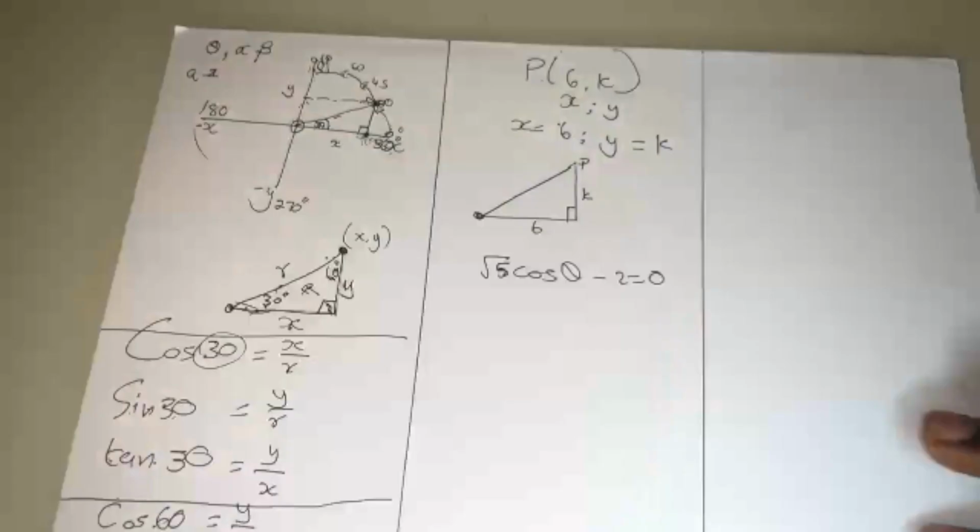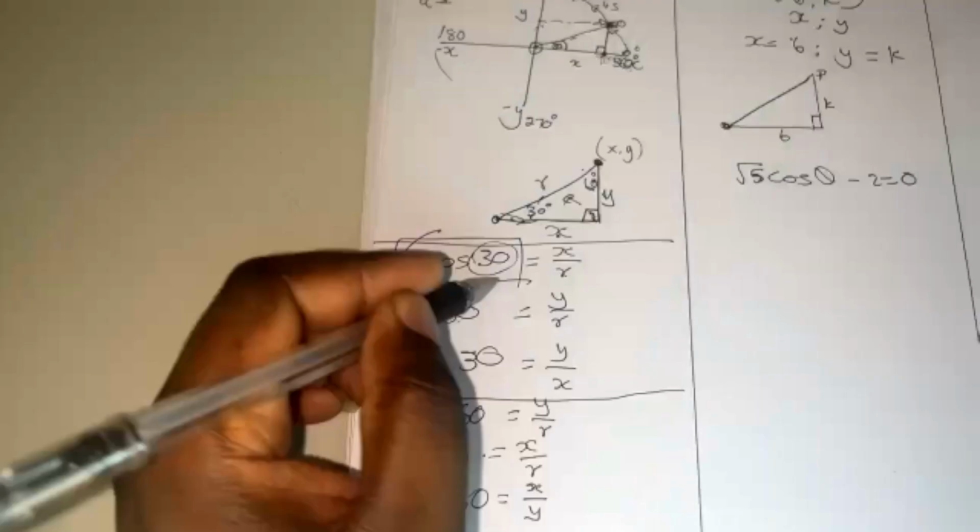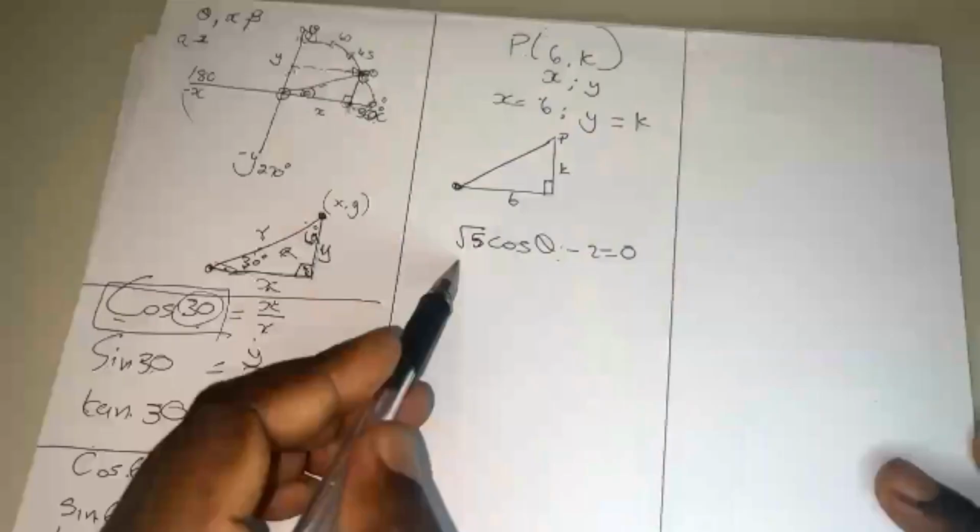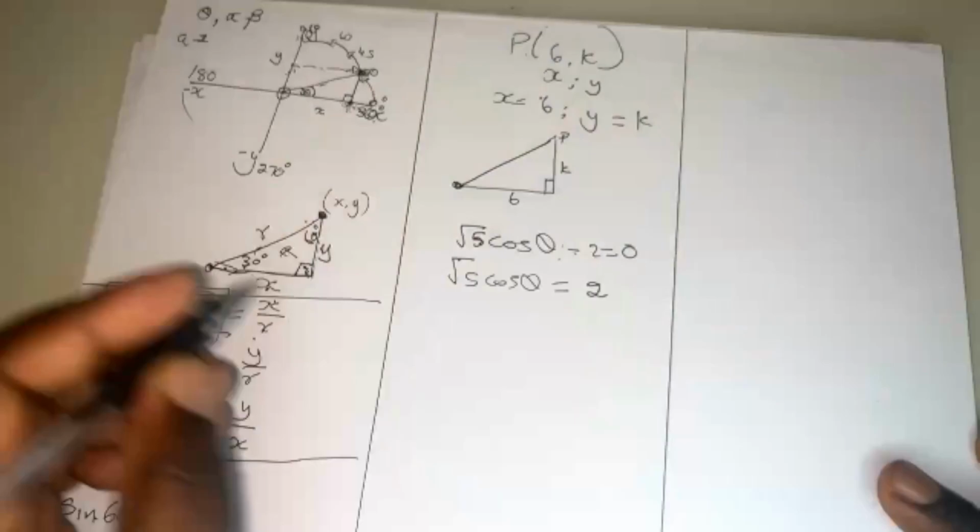Let's simplify to have the single trig ratio of cos angle is equals to x over r. Let's do that, which means we're going to take everything that is minusing or plusing the root 5 cos theta to the other side. So we'll remain with root 5 cos theta is equals to negative 2 to the other side, multiplied by negative is going to give us positive 2. Then we divide both sides by root 5. Then we will have cos theta or cos angle is equals to 2 over root 5.